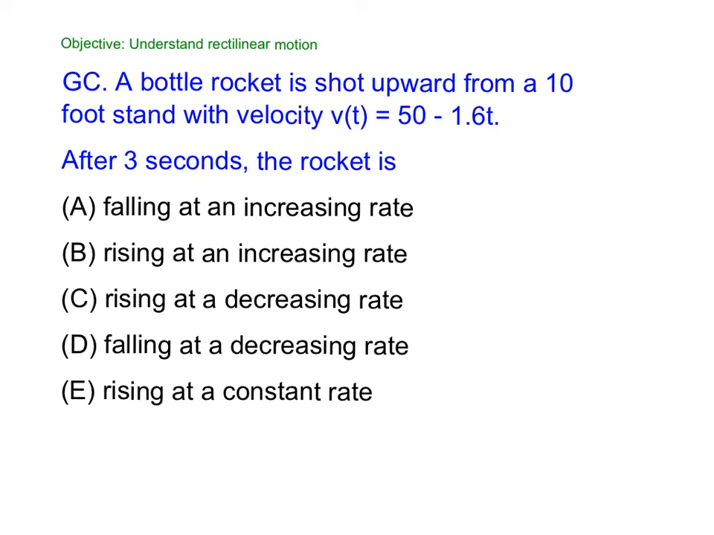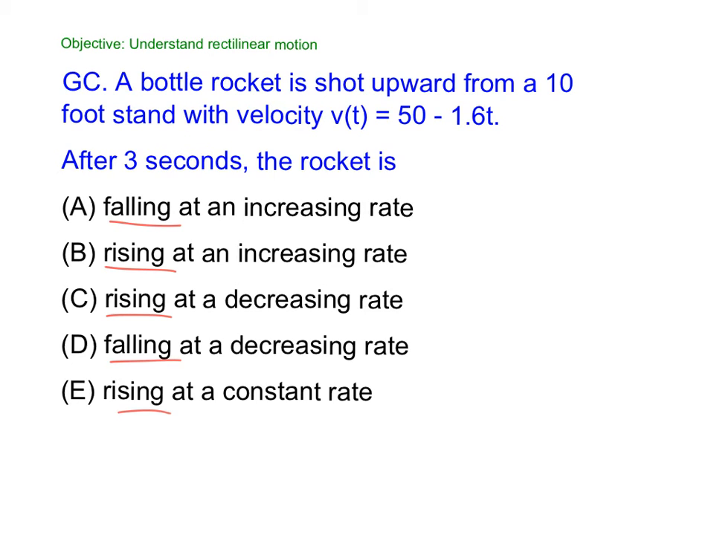All right, pause the video and try this one on your own. A bottle rocket is shot upwards from a 10-foot stand with a velocity. After 3 seconds, the rocket is, let's see, we've got falling, rising. So let's see. Falling would be velocity is less than 0. Rising would be the velocity is positive, right? Falling and rising are other words for up and down.